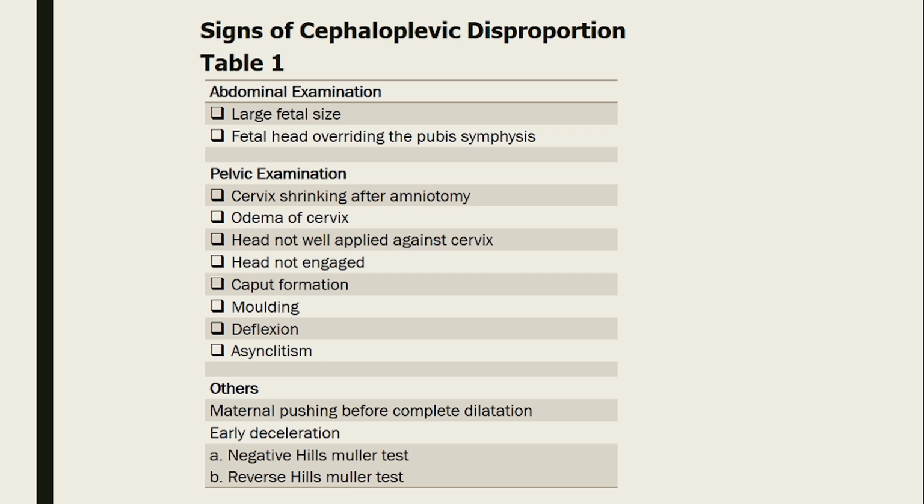Other signs may be maternal pushing before complete dilatation. The mother is trying to push out the baby before the cervix is completely dilated. Then early deceleration of the fetal heart, and maybe the negative Mueller's test or the reverse Mueller's test that I've referred to as the Morockel method. All these are evidence, signs referable to cephalopelvic disproportion.